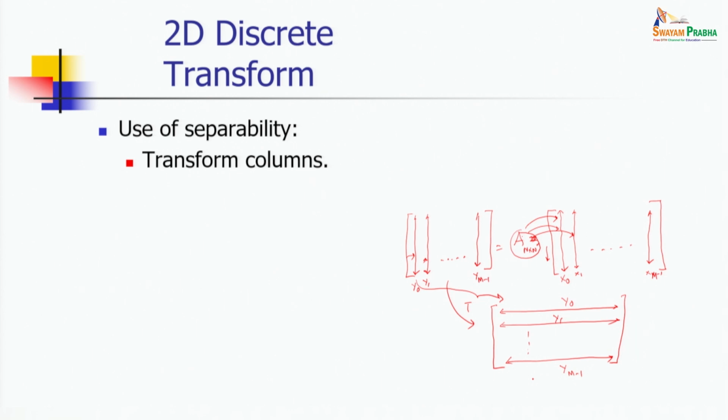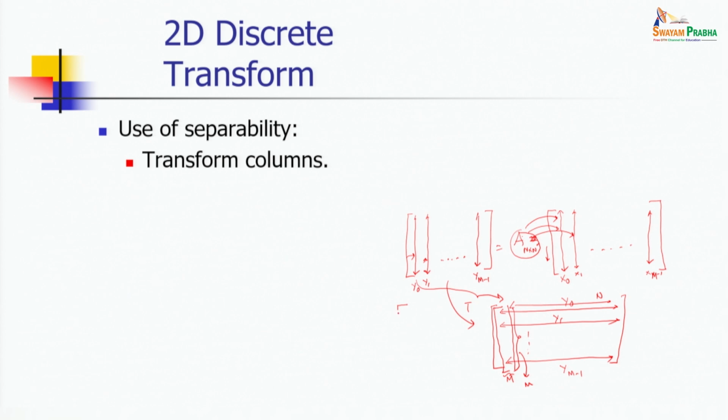So, now what you have with you? Now you can see that when you are multiplying, all these columns are of length m, because these are m rows and this length is n.